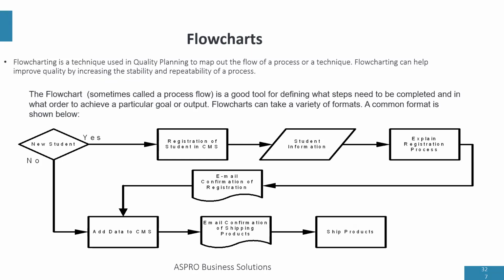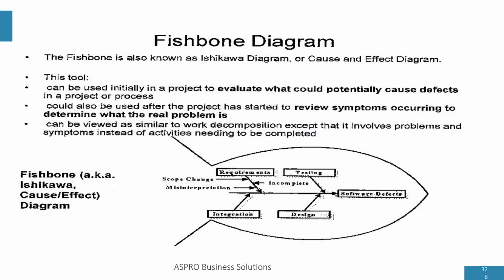So let's talk about another tool, the fishbone diagram. The fishbone diagram is also known as the Ishikawa diagram, and the Ishikawa diagram is also known as the cause and effect diagram. So how does this tool work? The fishbone diagram shows you things that can cause potential effects. The head of the fish is what we're anticipating can lead to defects.